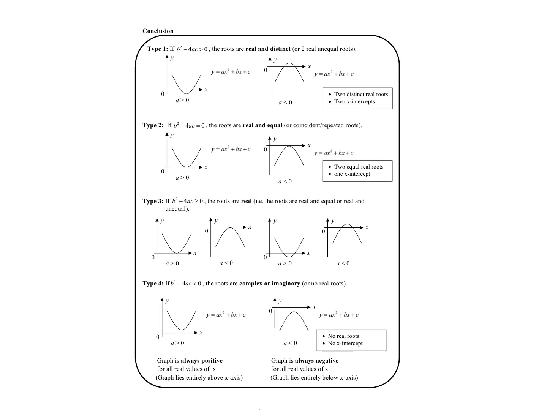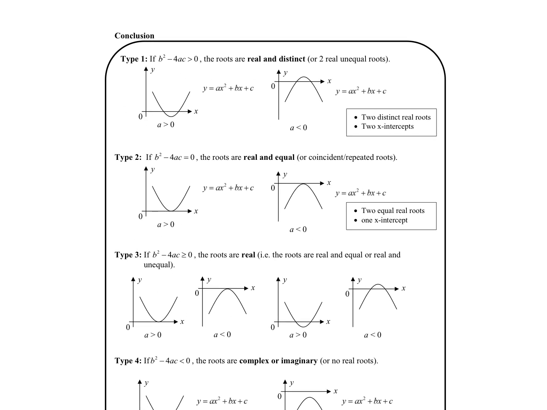This one are the 4 cases we talk about. So this is a summary. 1, if discriminant is greater than 0, this one we talk about already.